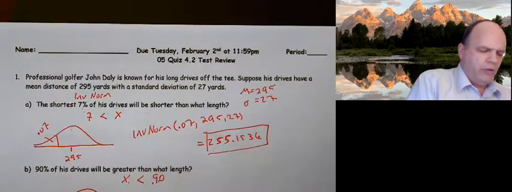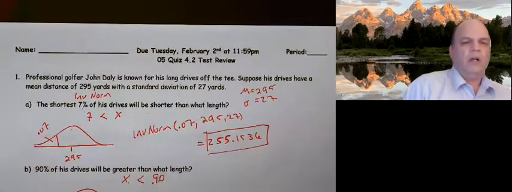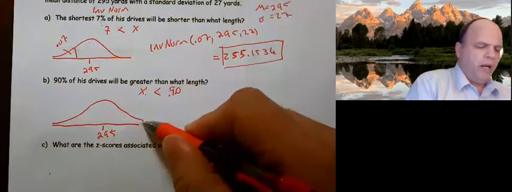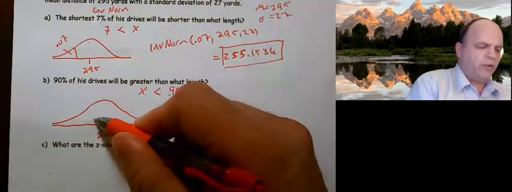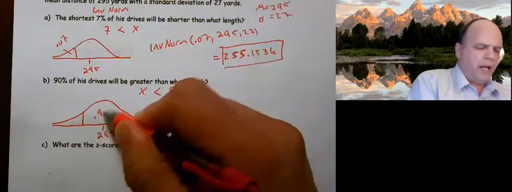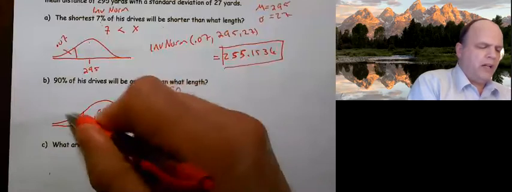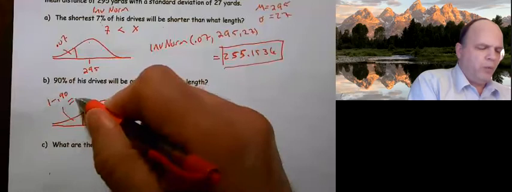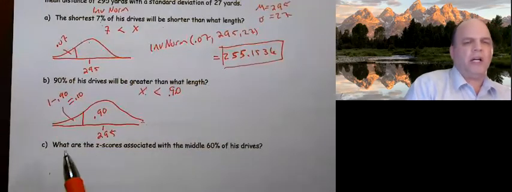Once again, our mean is still 295. Draw my picture. My mean is still 295. But we're coming this way, and we need 90%, so we're going to cross over. This area here is 0.90, and I'm going to need this area, which is 1 minus 0.90, which is 0.10. And remember, the calculator is working left to right.